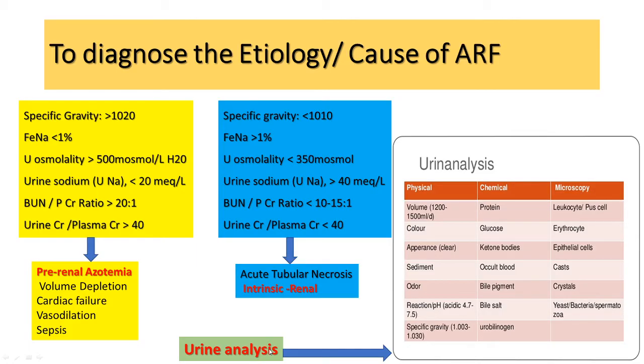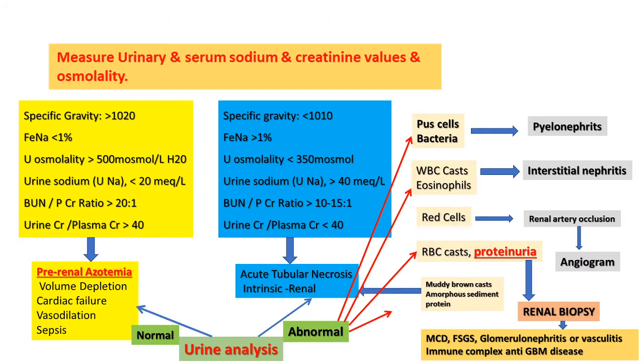Now the urine analysis, what do you do in urine analysis? There are physical parameters, chemical and microscopy. In physical parameters, you look at the volume, color, appearance, sediment, odor, and specific gravity. In chemical, you look at the proteins, evaluate glucose, ketone bodies, occult blood, either by chemical methods, or you can do it by the dipstick method. And under microscopy you look for the presence of pus cells, epithelial cells, RBCs, presence of casts or yeast or bacteria.